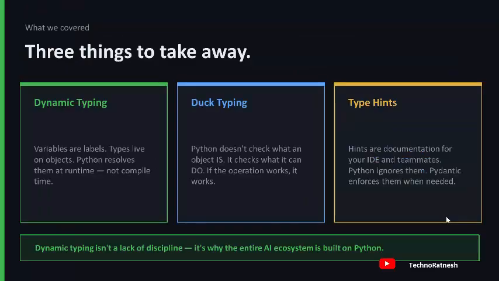So what we learned in this video is that dynamic typing is not a lack of discipline. It's a design choice, and it's exactly why the entire AI ecosystem is built on Python. So let's embrace it. Use the type method when we want to debug the code. Use type hints when we want clarity and documentation.